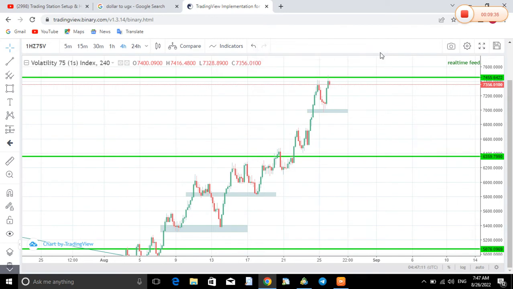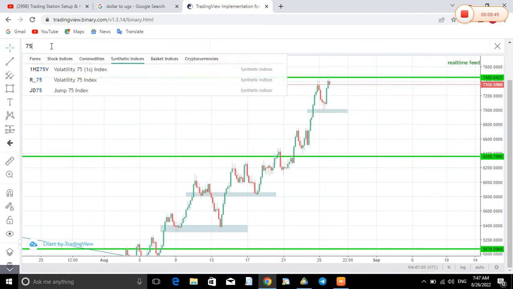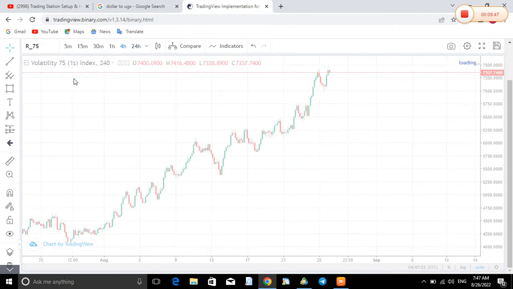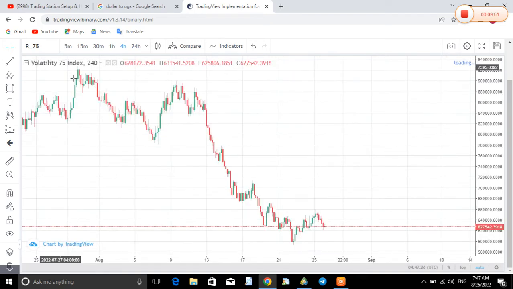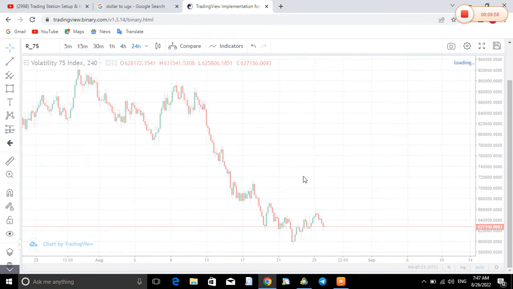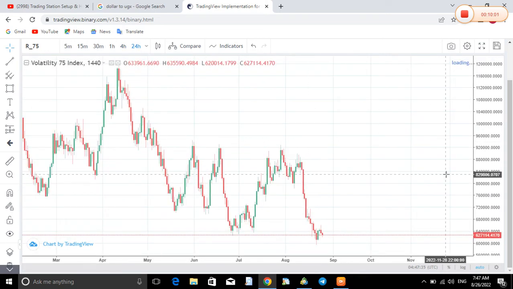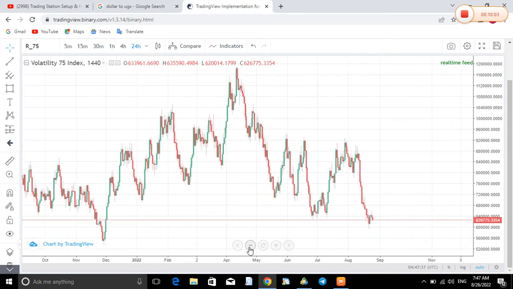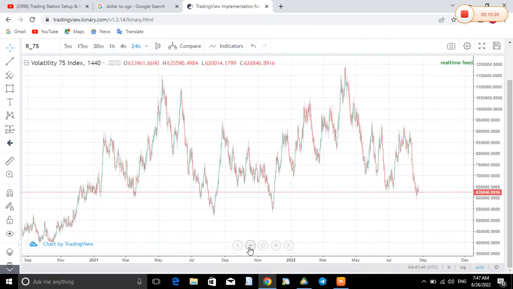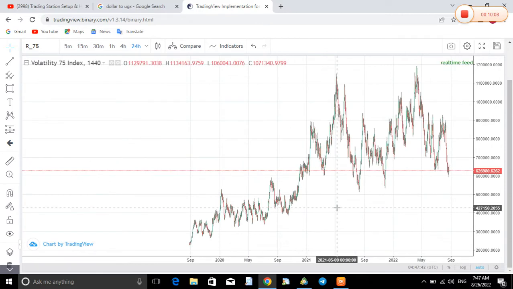Let's move to another pair, which is 75 index. We have been analyzing 75-1S. Now this is our 75 index pair. Let me head to the higher time frame.